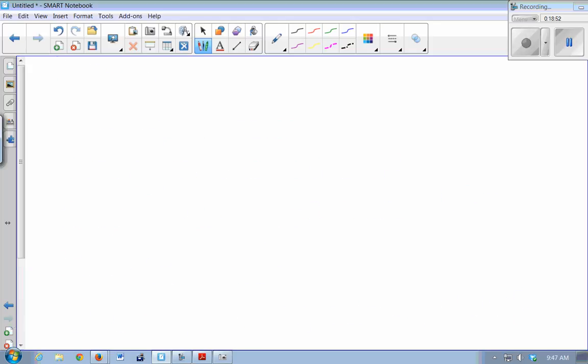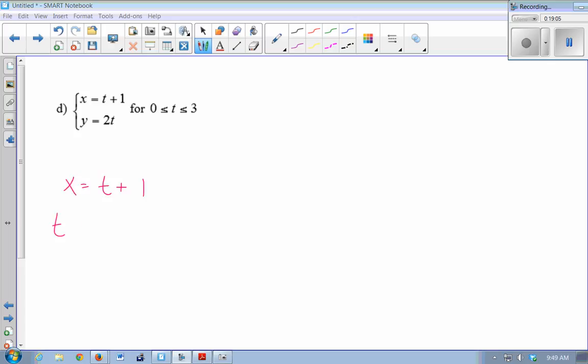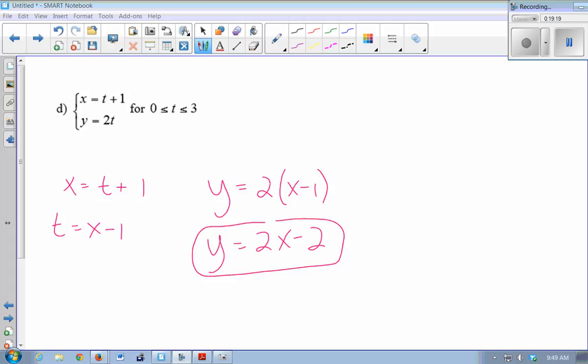Eliminate parameter question. So for eliminating the parameter, basically you pick one of the equations and solve for t. Like if x equals t plus 1, I would just solve this thing for t and say t is x minus 1. And then I would go to my y equation and substitute the t with an x minus 1. So this is actually a line, y equals 2x minus 2. Right? So that's the easiest kind. Just take your x equation, solve for t, plug it into the y equation.